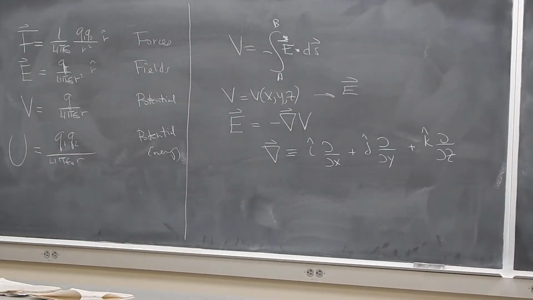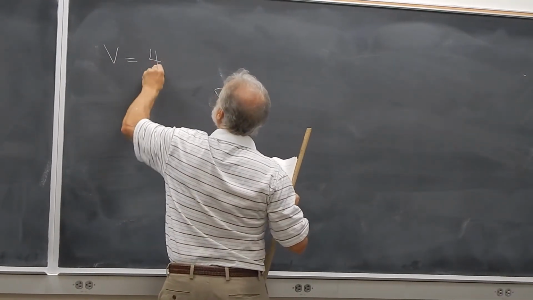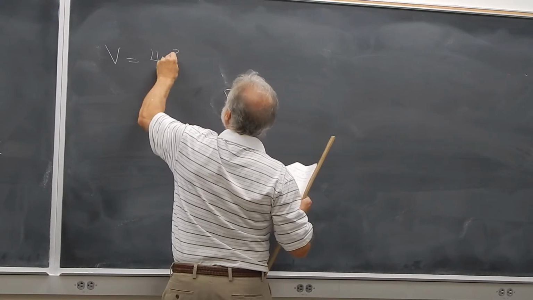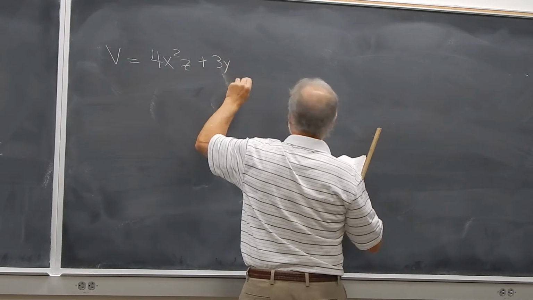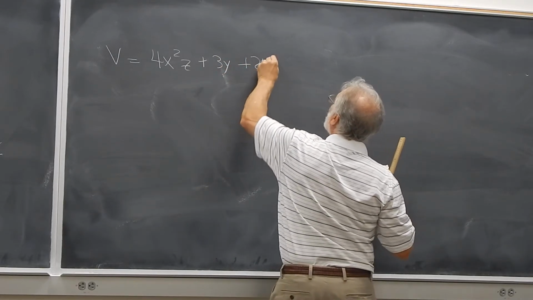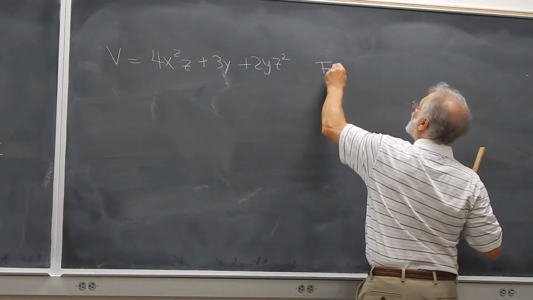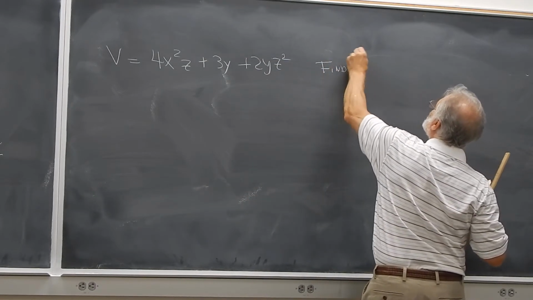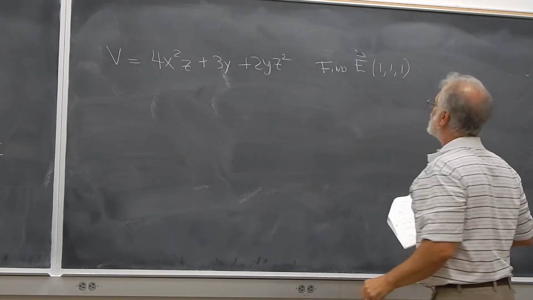So, for example, this is probably the easiest way to do it. Let's do a numerical example. Suppose I have a potential that has the following function: 4x squared z plus 3y plus 2y z squared. And I want to find E at some point in space. Let's find it at x equals 1, y equals 1, z equals 1.